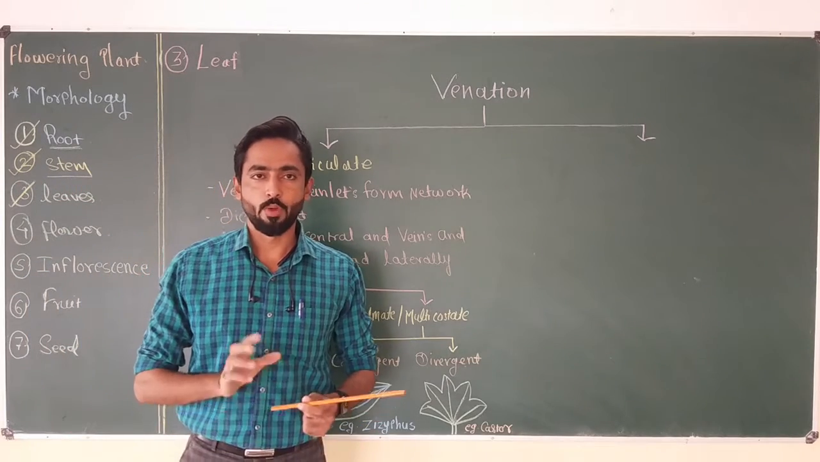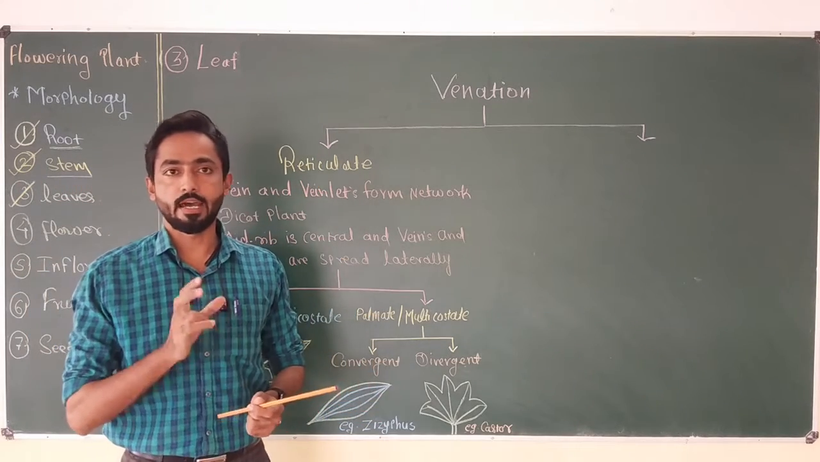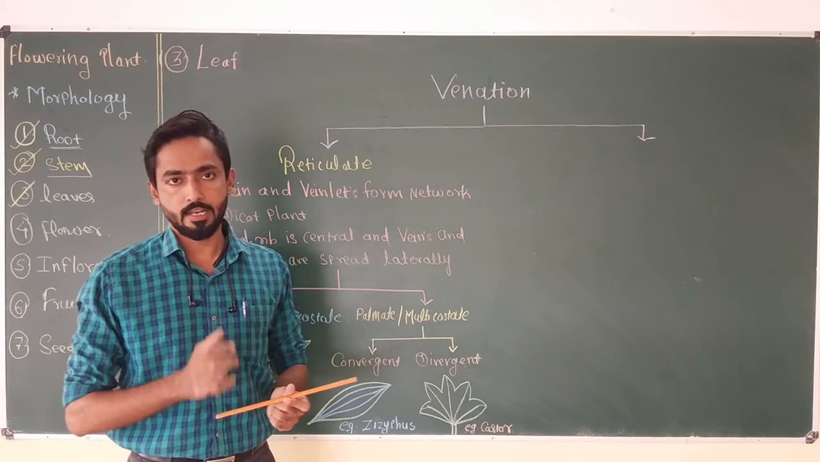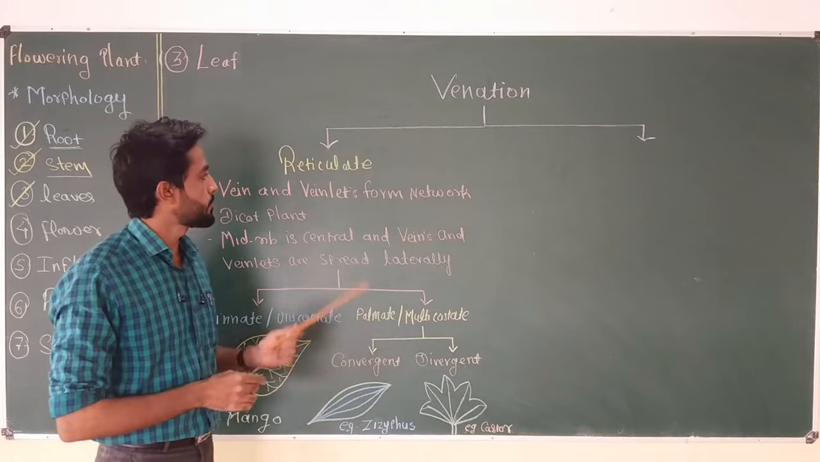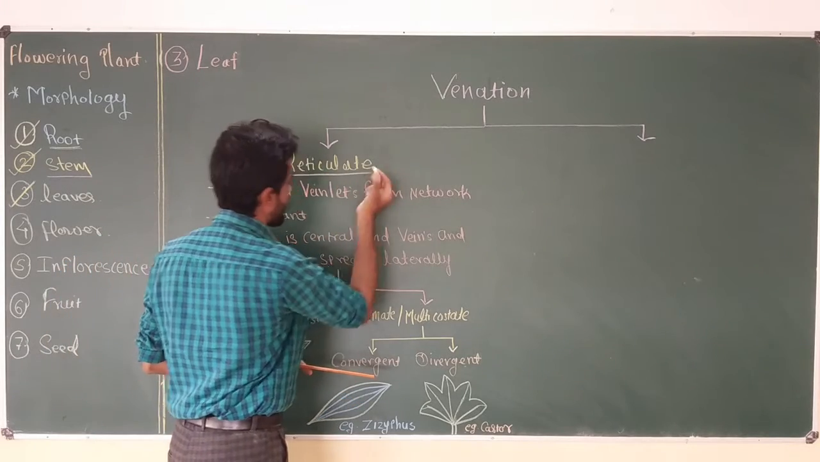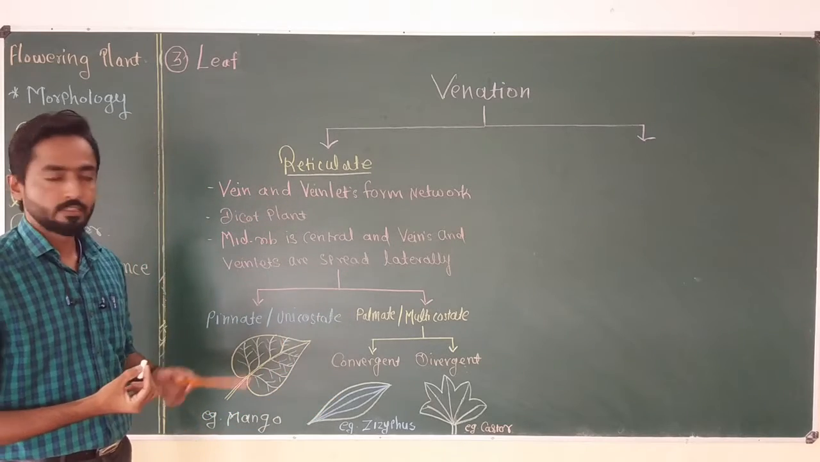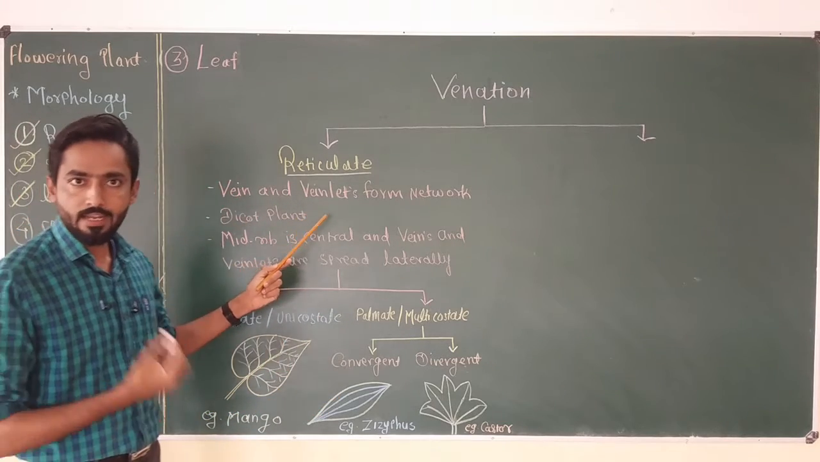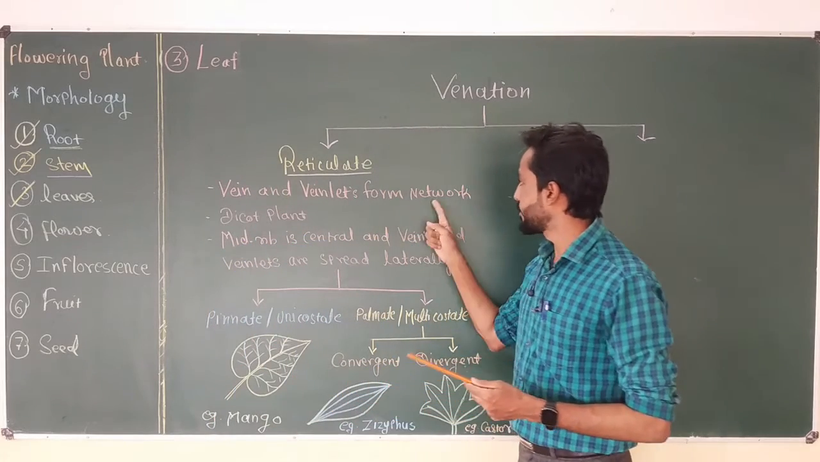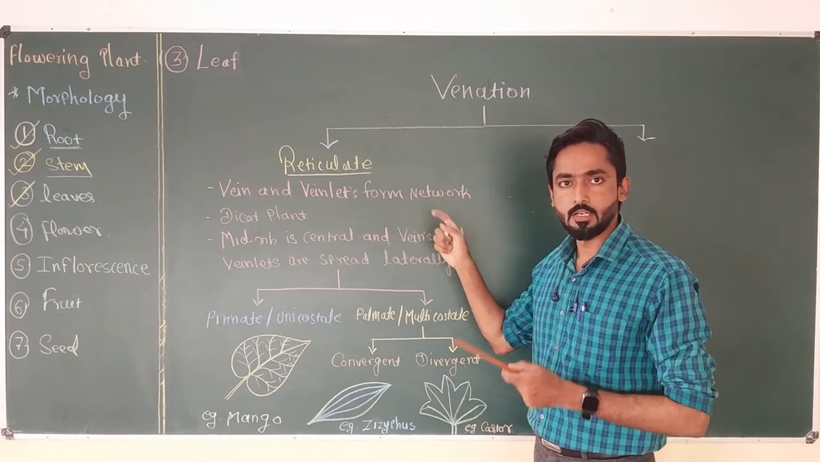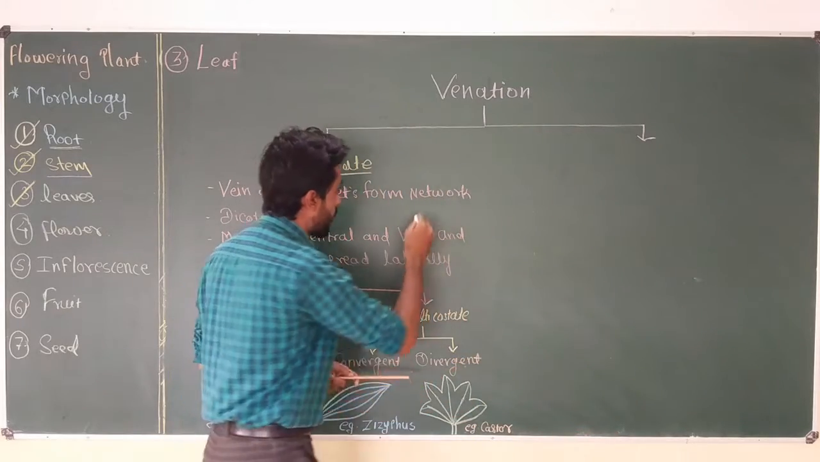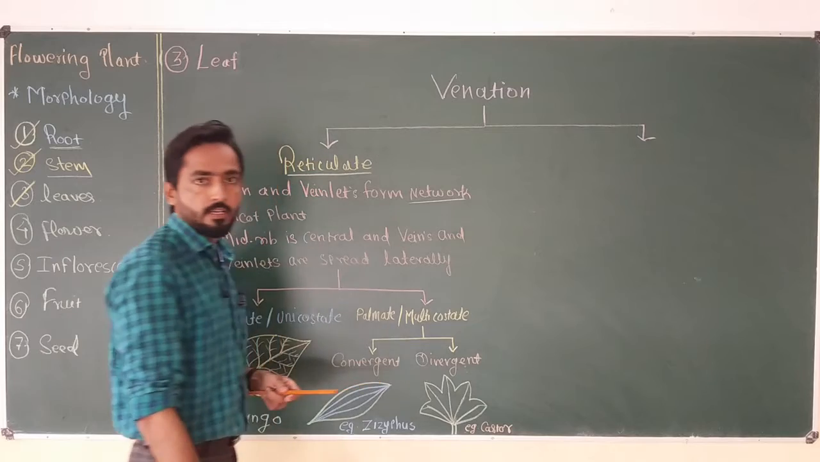Hello friends, venation is nothing but the arrangement of vein and veinlet in the lamina of the leaf. In the last video, we discussed the first type of venation, which is reticulate. In this type, generally the veins and veinlets present in the leaf of angiospermic plants show a network. That means they run in the lamina in different directions and then form a network in the leaf.